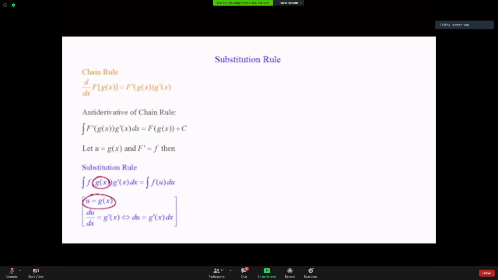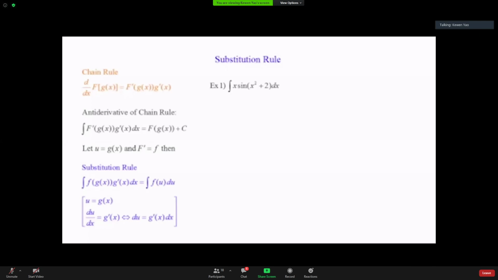Notice when plugging u in for g of x and plugging du in for g prime of x dx above. So what's nice about this substitution box is that all you need to do is pick a u substitution, then take its derivative using the differential notation. If you end up with an integral in terms of just u, then substitution is complete. You can just integrate your new integral with respect to u, then plug back in u equals g of x for the final answer.